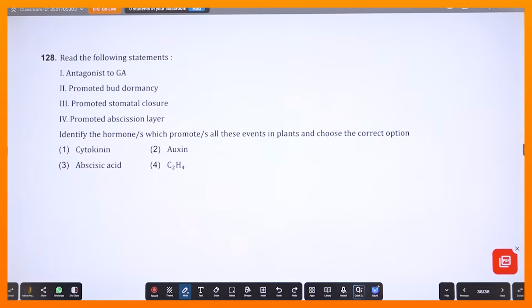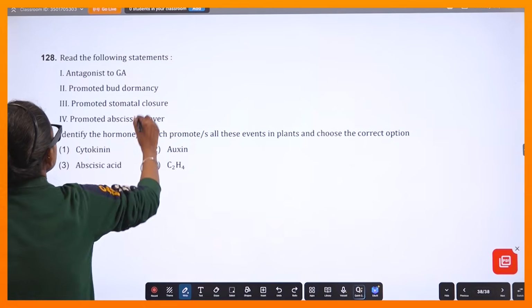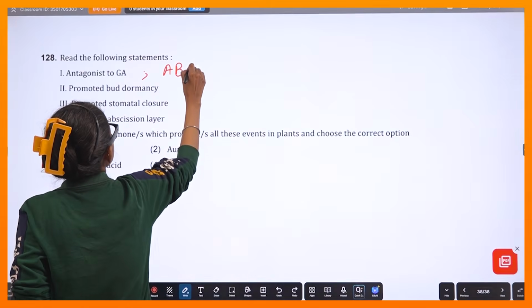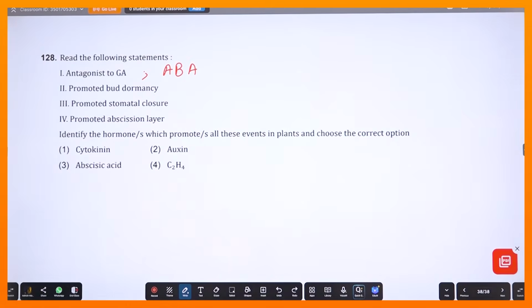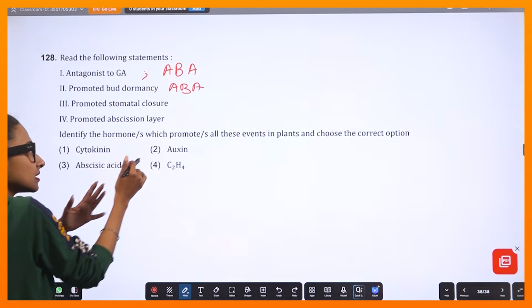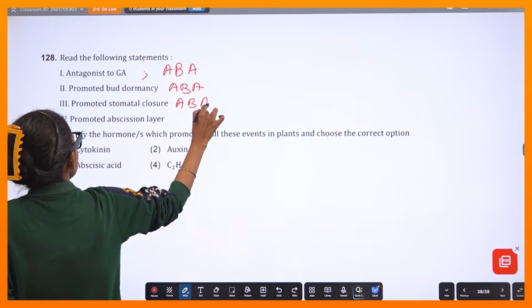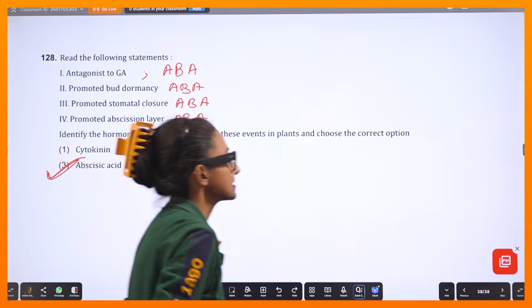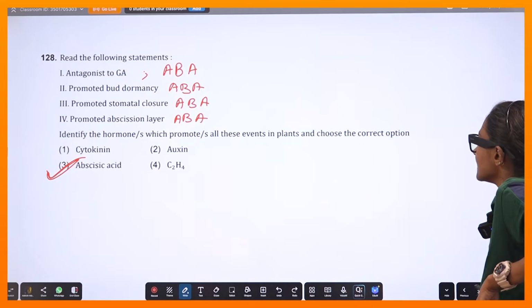Identify the hormone which promotes all the events in plants and choose the correct option. Antagonistic to GA, gibberellin, that means, since gibberellin promotes growth, it has to be abscisic acid: promotes bud dormancy, stomata closure, and the abscission layer. So it has to be abscisic acid, right? Fine. Let's move on.